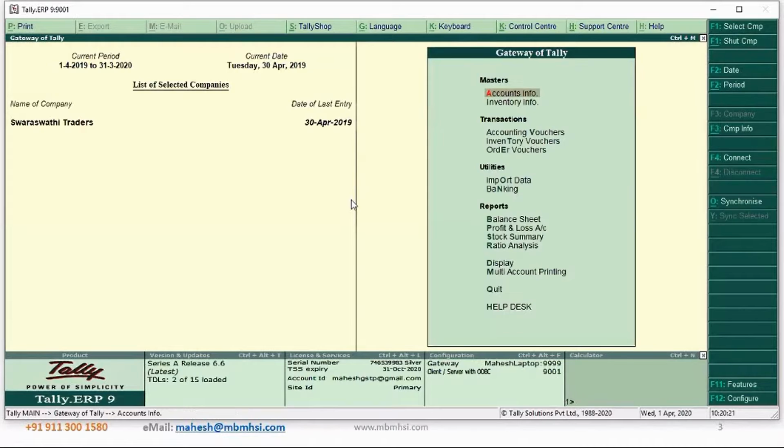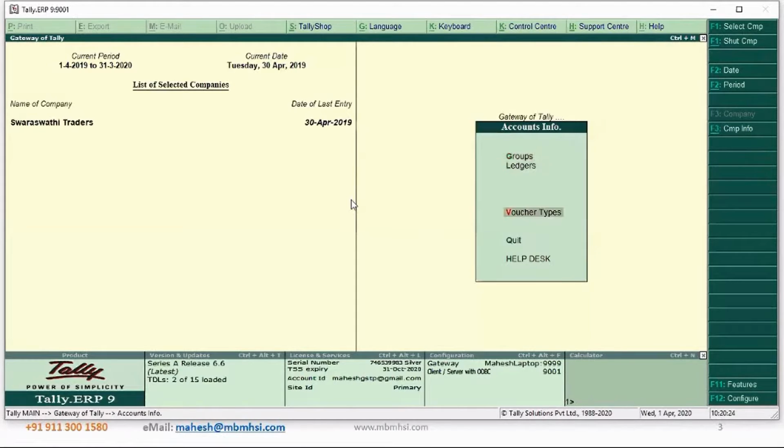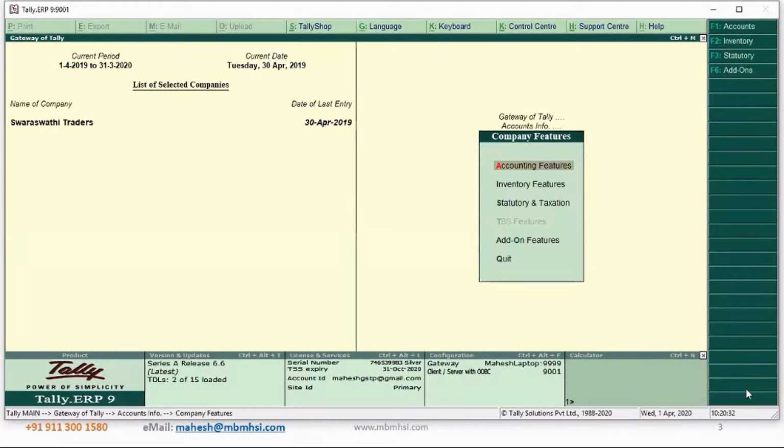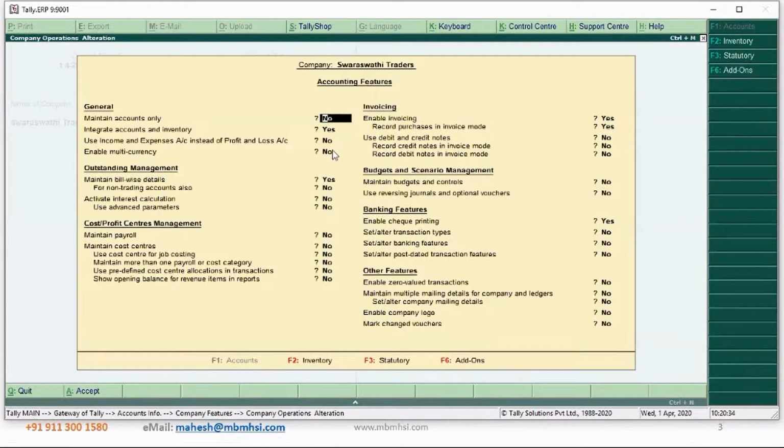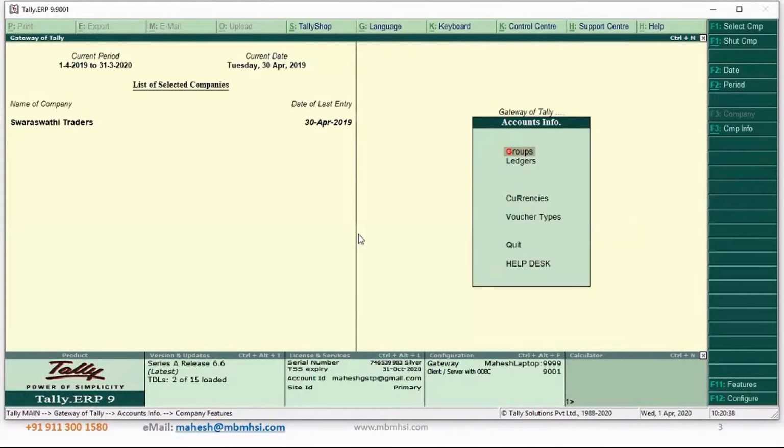Now if you go to accounts info, do you see currency? It's not there. Okay, so just go to F11 features, accounting features, enable multi-currency, make this as yes. You will get this option called currencies on your accounts info on gateway of Tally. So this is the first thing that you need to enable.